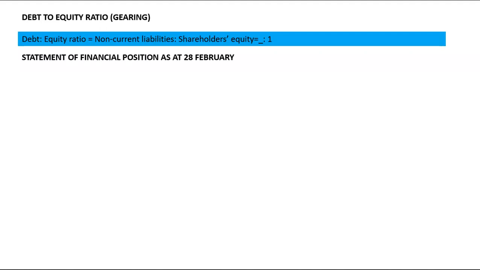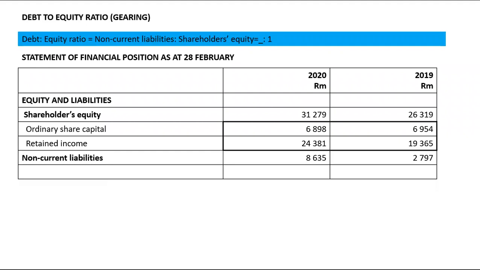All right. Now, this is what we have here. As I've said, your debt to equity ratio is non-current liabilities to shareholders' equity. I have about 4 minutes left, so I need you guys to quickly calculate the debt to equity ratio. This is the debt to equity ratio of Shoprite Group for the year ended 2020. How do we calculate it?